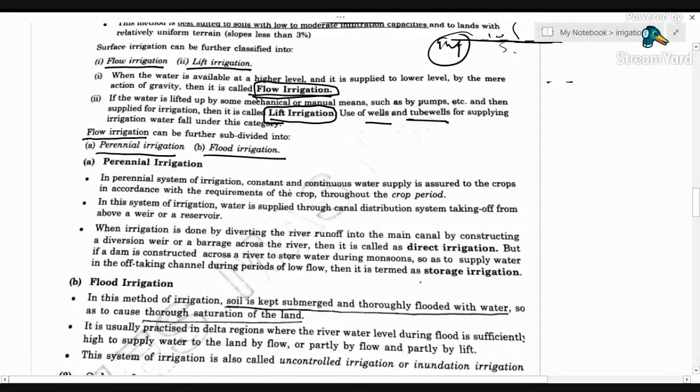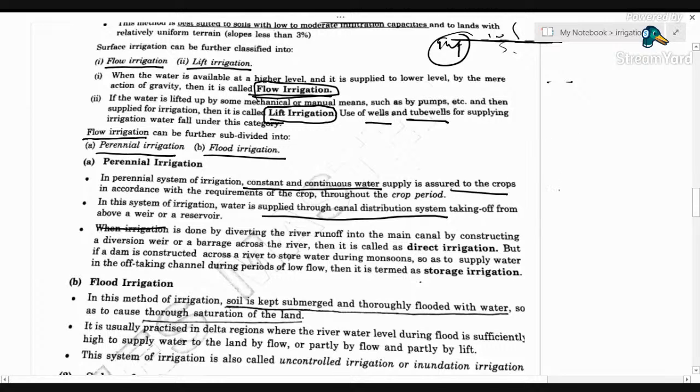When you are supplying constant and continuous water for the growth of the crops, that is called perennial irrigation. Perennial irrigation means, suppose you are sowing sugar cane, which requires water throughout its crop period, then that kind of irrigation is called perennial irrigation. In this perennial irrigation, water is supplied through canal distribution from a reservoir.